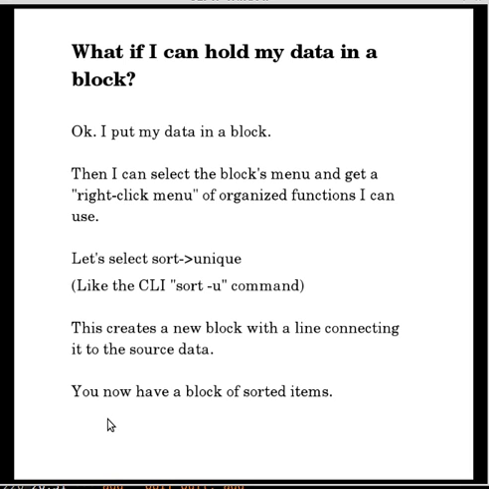And I could sort so that I only see unique items. Get rid of any duplicates. This is sort of like the command line sort -u, but you don't have to remember it, and it's pretty easy to get to. This will create a new block with a line connecting it to the source data, and now you have your old block and a block of sorted items. Now if you change the original, the second one will change as well.